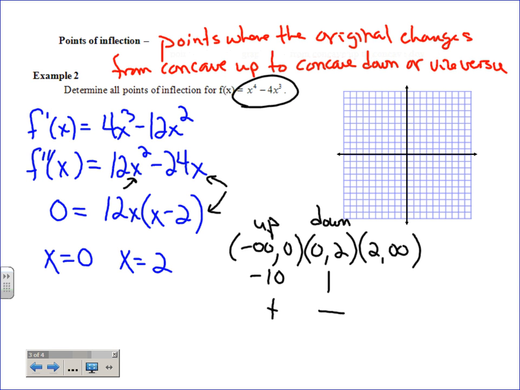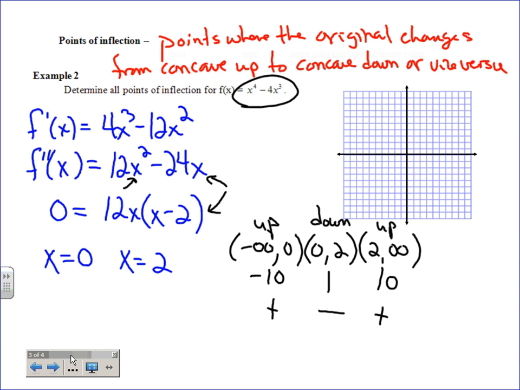And from 2 to infinity, you pick some value, maybe 10 or something like that, to kind of make it obvious. 10 squared is 100 times 12 is 1200, minus 240, excuse me, sorry about that, it ends up being positive, which makes this one concave up that whole time. Got a little ahead of myself there.